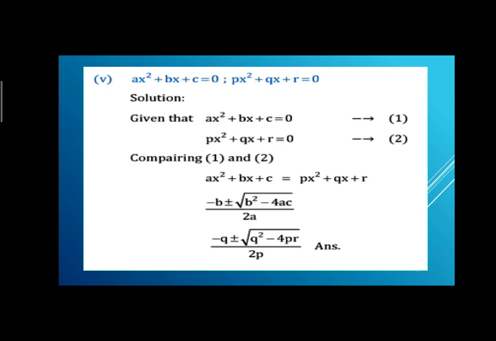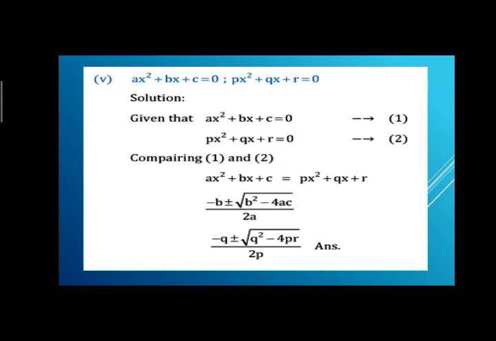Firstly, we just compare both the equations, that is ax square plus bx plus c is equal to 0. Equation 2 is px square plus qx plus r. Now after the comparison, here we have ax square plus bx plus c is equal to px square plus qx plus r. Both the equations are quadratic, so you just find the answer by using the quadratic formula. We know that the quadratic formula for any quadratic equation is minus b plus minus under root b square minus 4ac, divided by 2a.